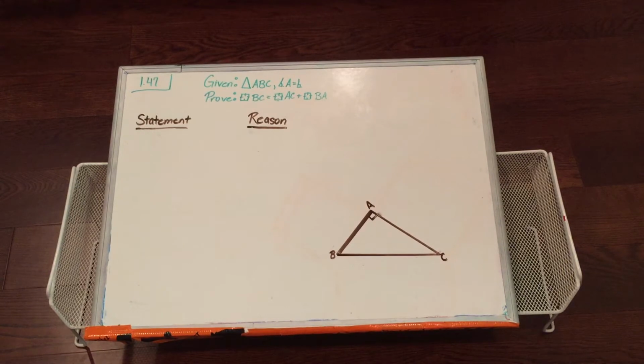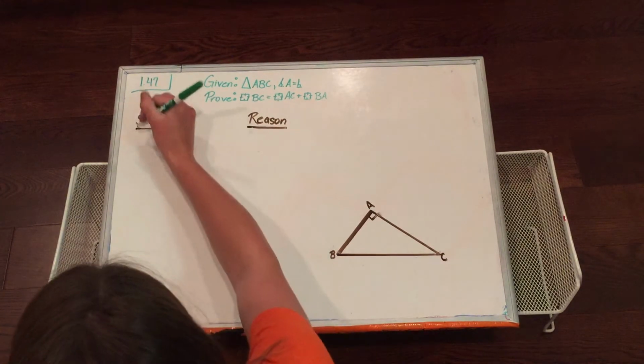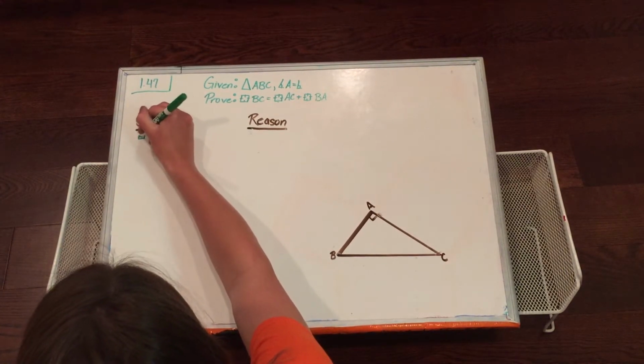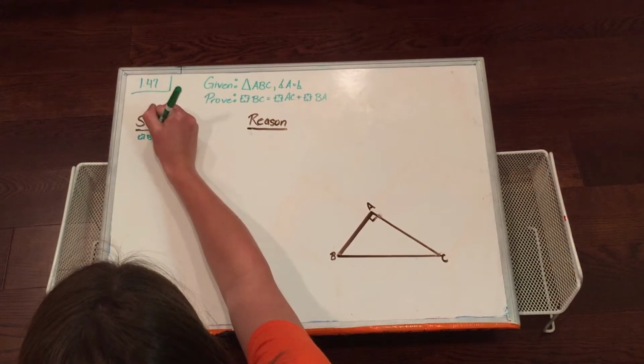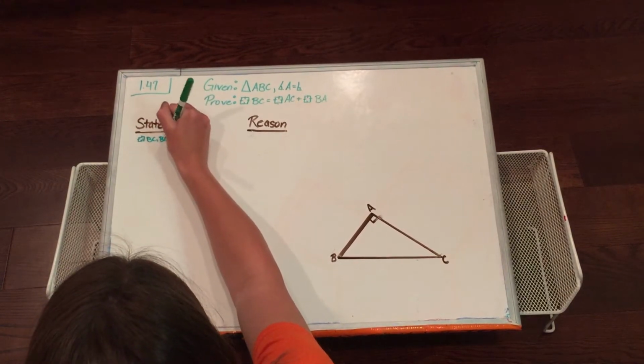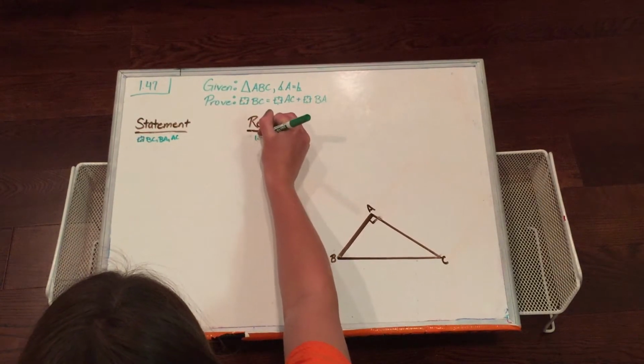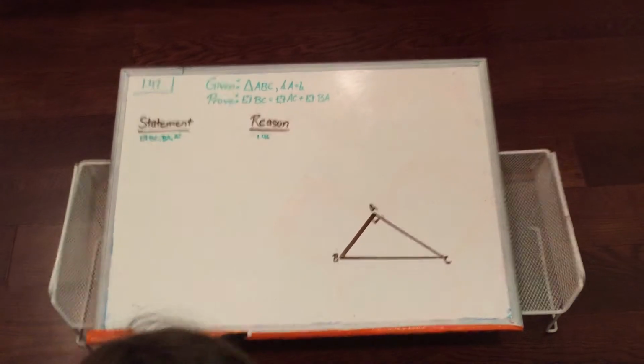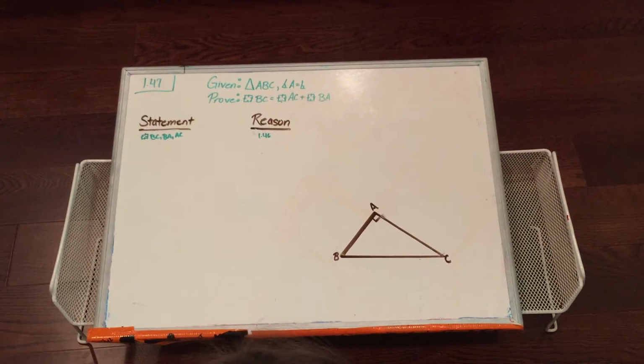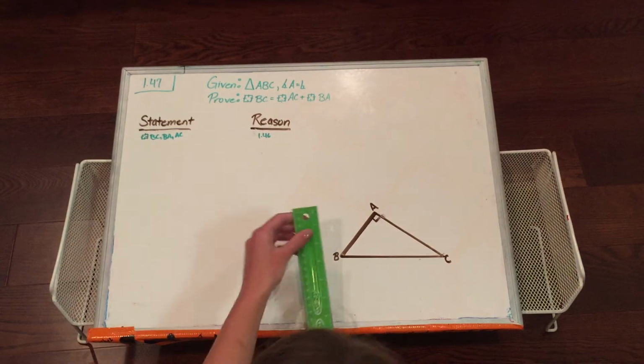So for our first statement, we would create those squares. So we would create squares BC, BA, and AC. And a reason for that would be proposition 46, which says that with a given straight line, you can construct a square on that straight line. So we'll construct our squares.